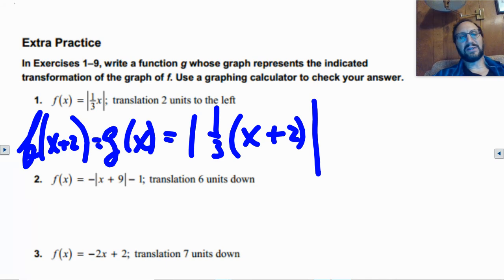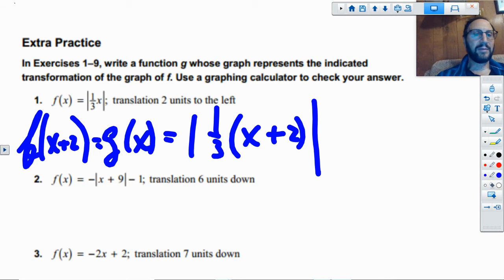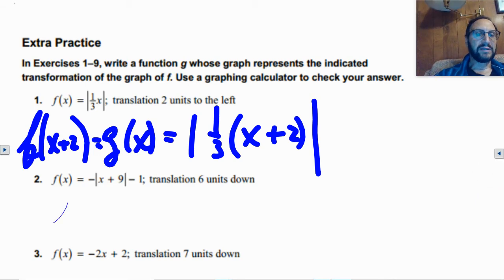So f of x plus 2 has got a new name, it's g of x, and it says move 2 units to the left. This one says translate 6 units down. I don't know, maybe I should use the thinner pen, maybe it'd be easier. 6 units down, so that's going to be f of x minus 6.